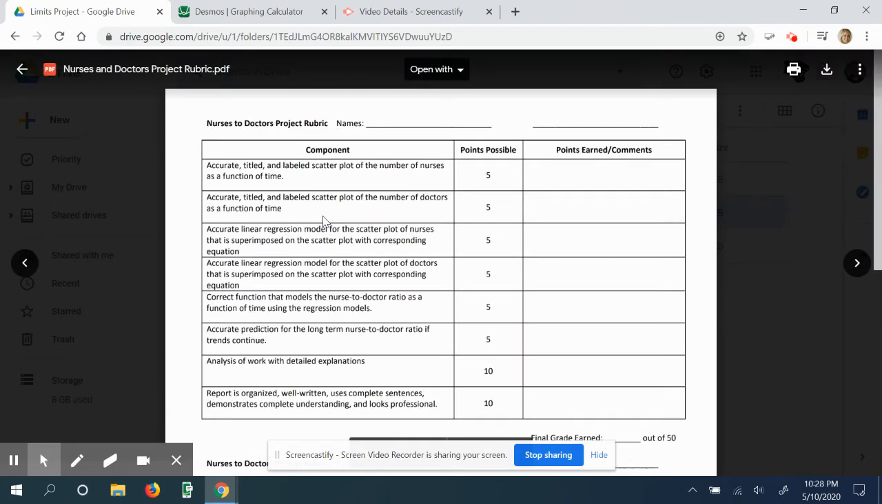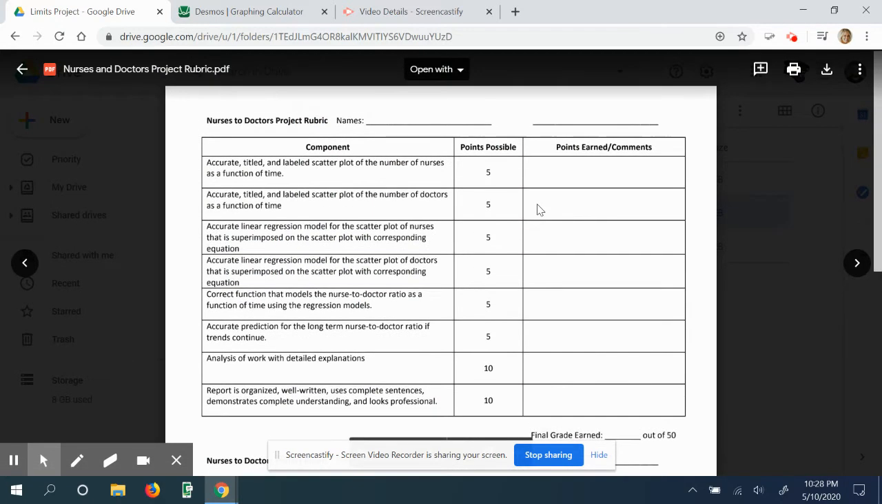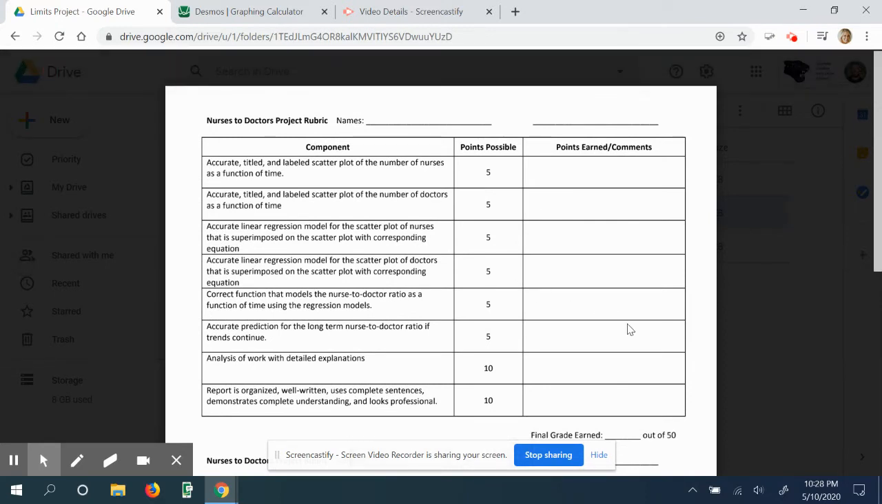Now, here's the final project rubric. Okay, it looks like this. So it's a total of 50 points, and this is going to be an assessment. We haven't had any other assessments this quarter, so this will be your only one. So it's going to account for 60% of your final grade in the quarter.